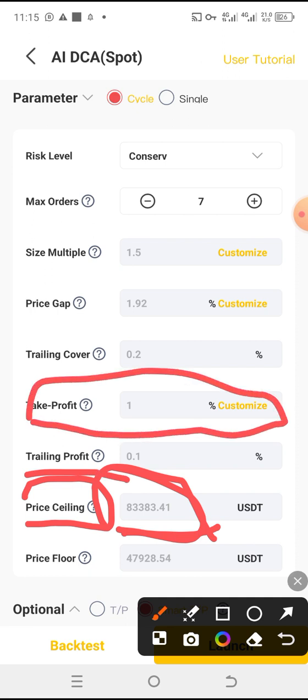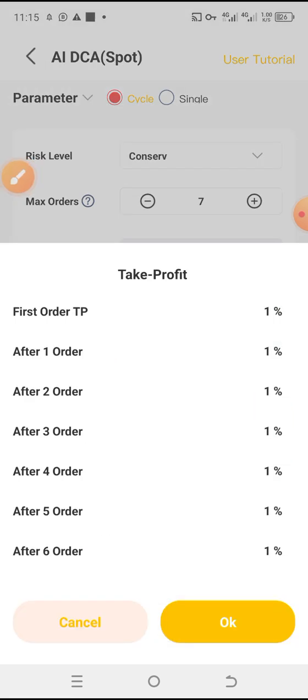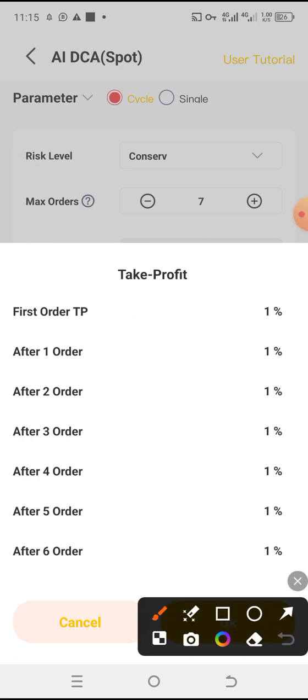Then we have take profit. Take profit simply means the price at the profit you want to take, and the system has already set it for you. If after the first order there is 1% up, then it takes 1%. That means if you buy $10, and you already made 1%, it will give you your profits instantly. 10% of $10 is 1, so 1% will be 0.1, I guess.